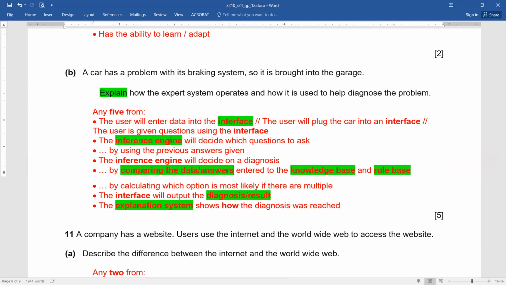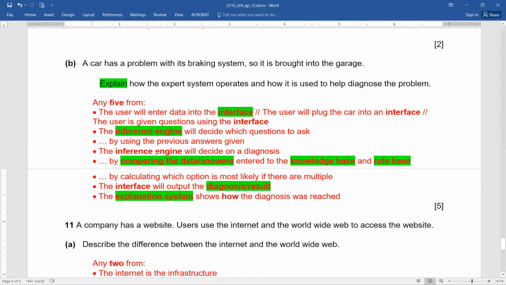Okay? Look at this. A company has a website. Users use the internet and the World Wide Web to access the website. Describe the difference between the internet and World Wide Web. By the way, what is the internet and what is the WWW? We have been talking about it, are they the same? Can we use them interchangeably?